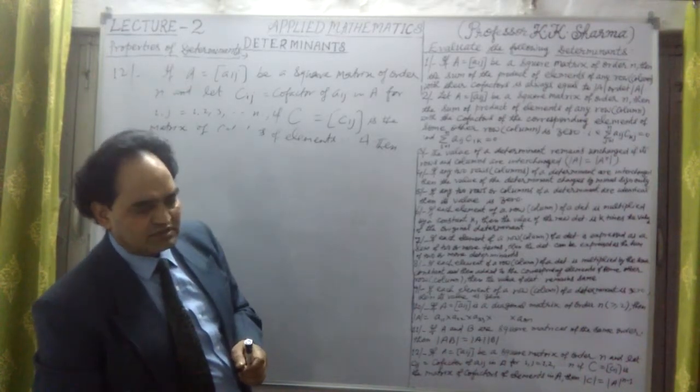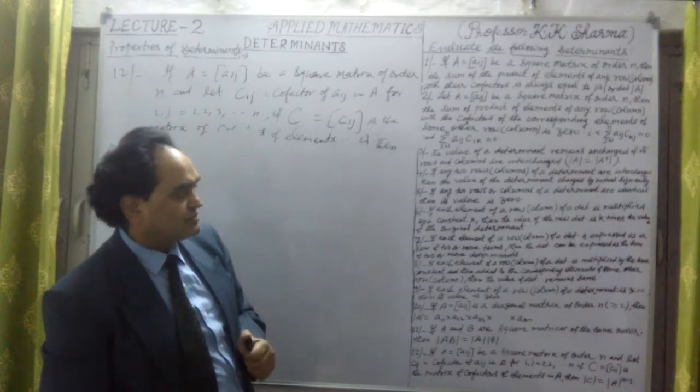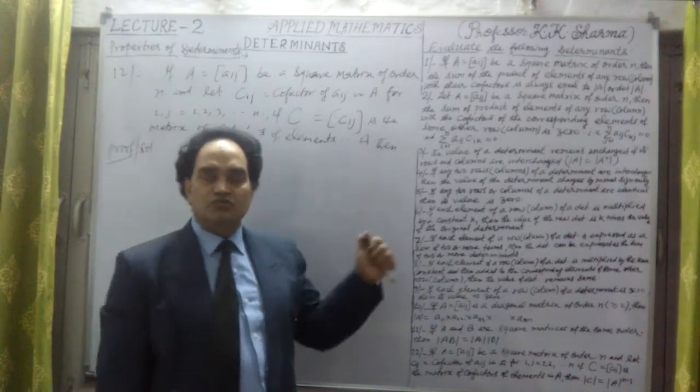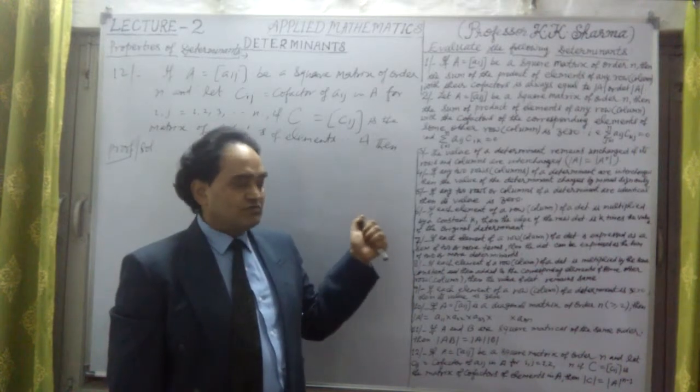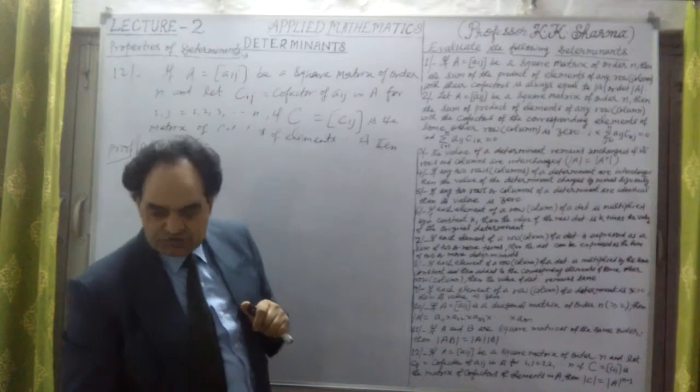I'll take the diagram, the Sarrus diagram, by the help of which we solve determinants of order 3. Okay, that is it. Then see you in the next lecture series.